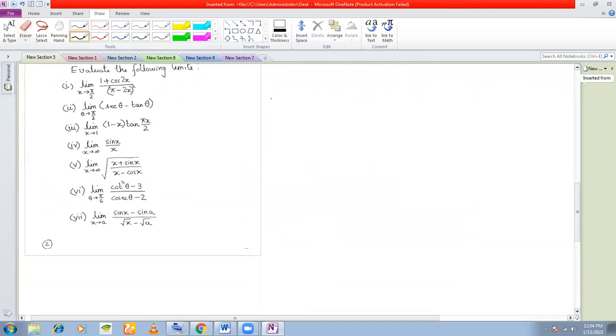Number 4. Question is, limit x tends to infinity, sine x by x. Okay, why is this question given? You know sine x by x is 1. Then why can't I write this as 1? Can you tell me why I can't write this as 1 directly? Anyone?